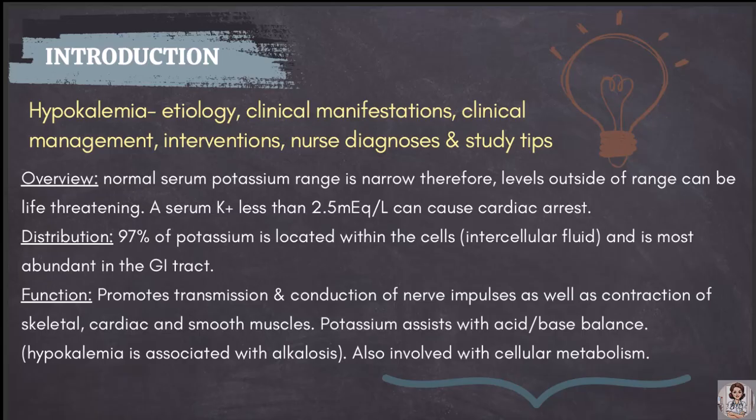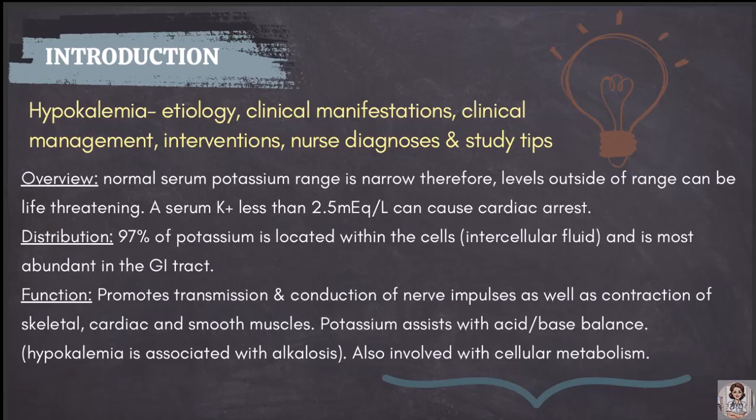As far as a general overview, potassium normal serum value range is 3.5 to 5.3 milliequivalents per liter, and anything less than 3.5 is considered a potassium deficit. The normal serum potassium range is a narrow one, therefore levels outside the range can be life-threatening. A serum potassium less than 2.5 can cause cardiac arrest. In terms of distribution, 97% of potassium is located within the cells, intracellular, and most abundant in the GI tract.